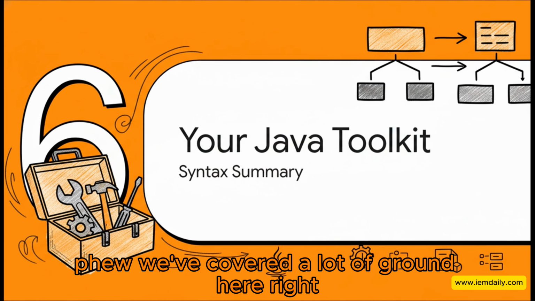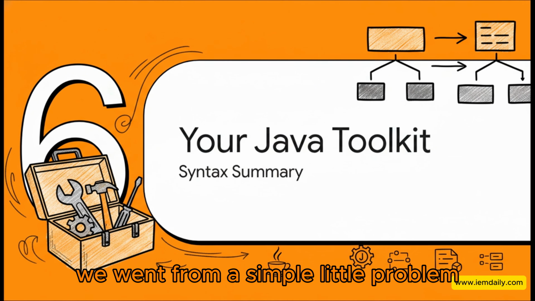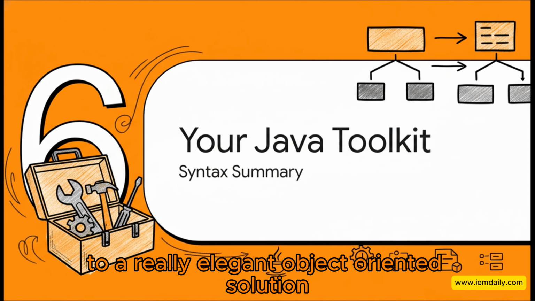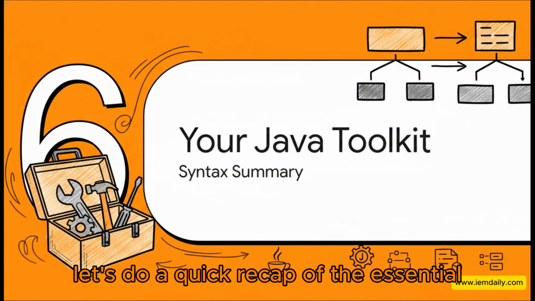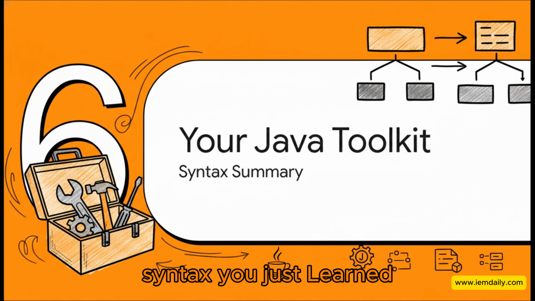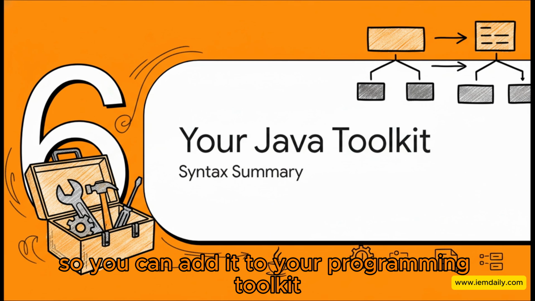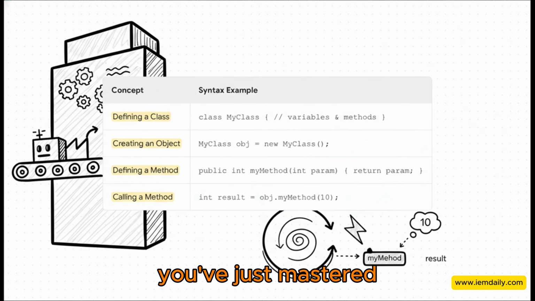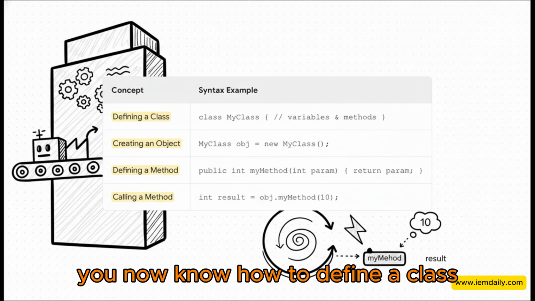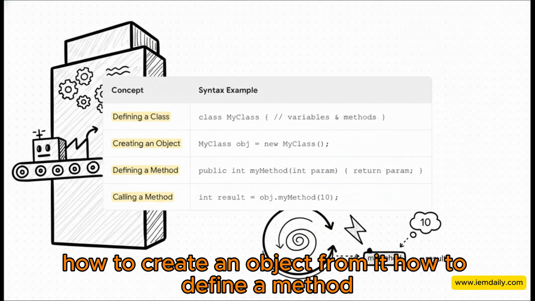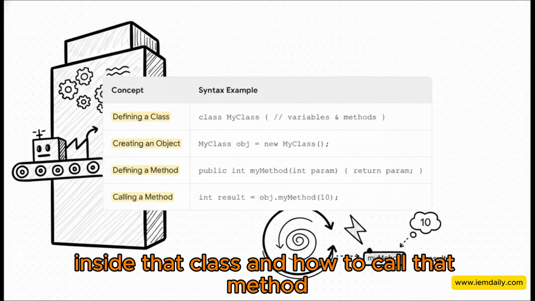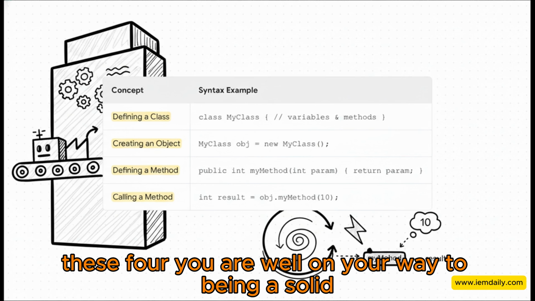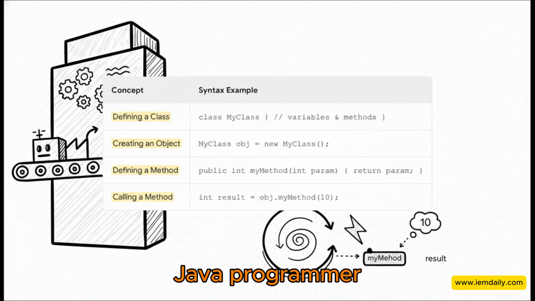Phew, we've covered a lot of ground here, right? We went from a simple little problem to a really elegant, object-oriented solution. Let's do a quick recap of the essential syntax you just learned so you can add it to your programming toolkit. These right here are the 4 key patterns you've just mastered. You now know how to define a class, how to create an object from it, how to define a method inside that class, and how to call that method. If you master these 4, you are well on your way to being a solid Java programmer.